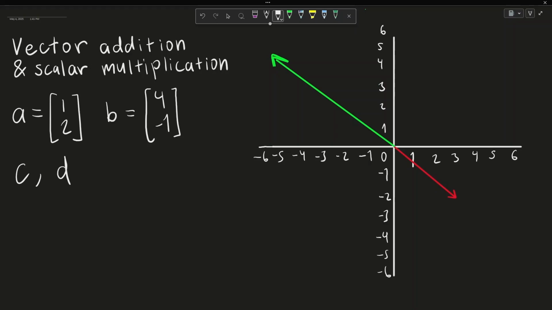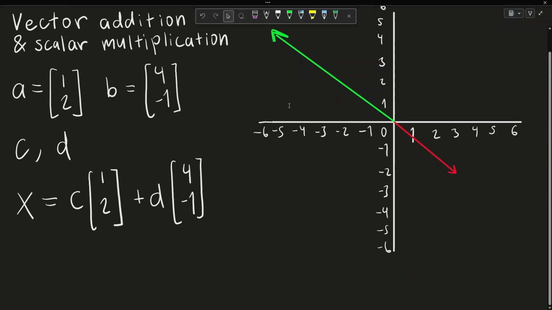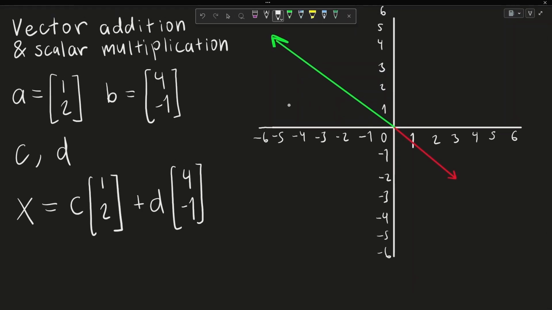And so what this looks like algebraically is we'll find some vector x, which is equal to C times A, so C times 1, 2, plus D times B, so plus D times 4, -1. And so what happens is that you can find any value for C and D, and you can multiply it by these two vectors, and you'll be able to get any value x. In this specific case, an interesting thing happens, which is that A and B are not parallel. And so what that means is that they don't point in the same direction, or they don't point in exact opposite directions.